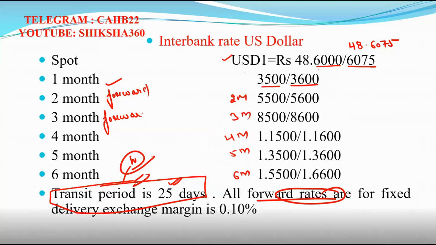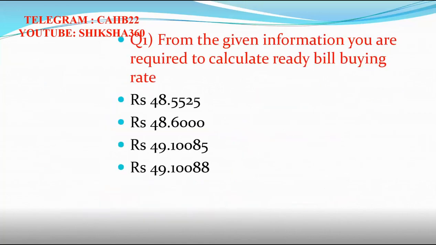You have to remember that in the case of buying, the margin is to be subtracted, and in the case of selling, the margin is to be added. So the first question says that from the given information, you are required to calculate the ready bill buying rate.